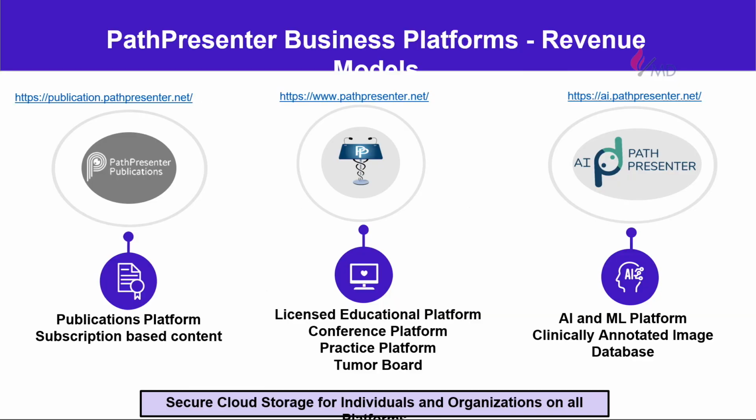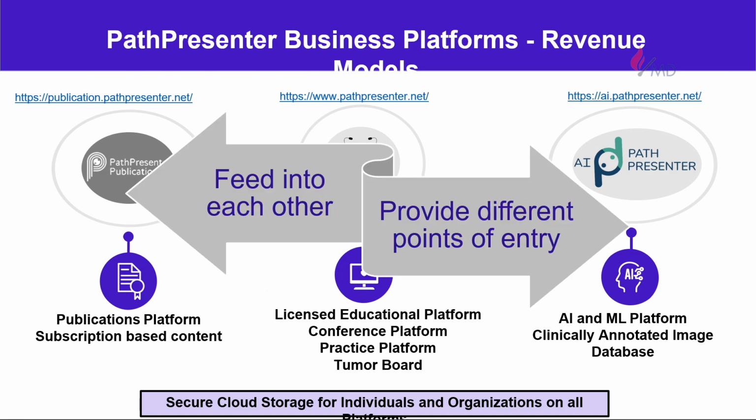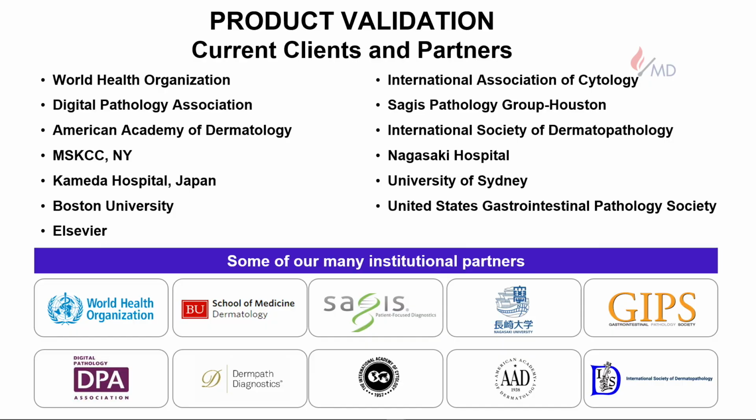So the good thing about all these different places that we are trying to go to is that they all feed into each other actually. And that gives us easy entry into any pathology department, into any hospital. Somebody might want to use the tumor board, somebody might want to use the education platform, and that gives us an entry, and then we sell the rest of the platform.